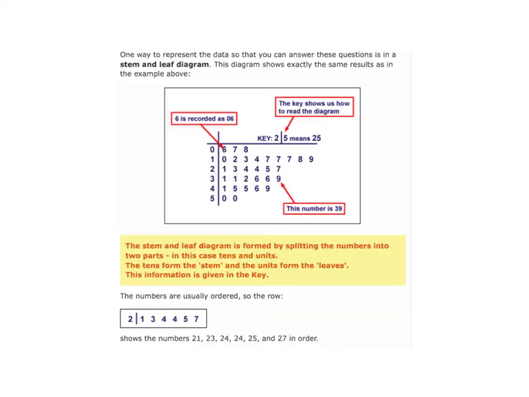So a stem and leaf diagram is formed by splitting numbers into two parts, in this case tens and units. The tens form the stem and the units form the leaves. This information is given in a key. So this is an example of a key where we know 2 and a line 5 means 25, not 2.5 or 250.